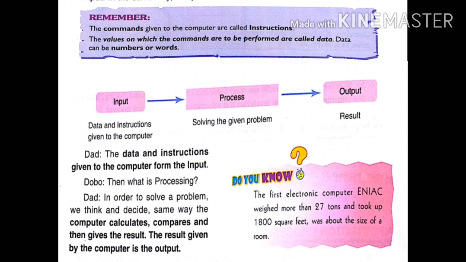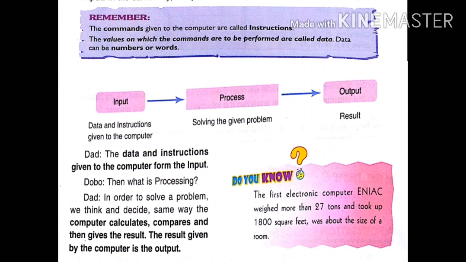Now I already told you what instructions are. Whatever command we give to anyone or to the computer is known as an instruction. And the values that we provide with the commands are known as data. It can be numbers, words, pictures, anything. As I already explained to you, the computer works in 3 steps: input, process and output. Now the data and instructions given to the computer form the input.